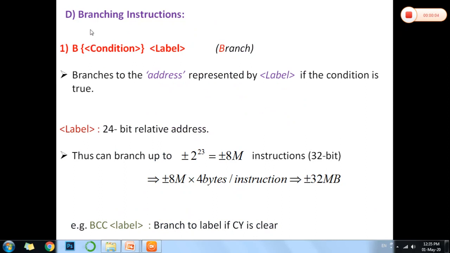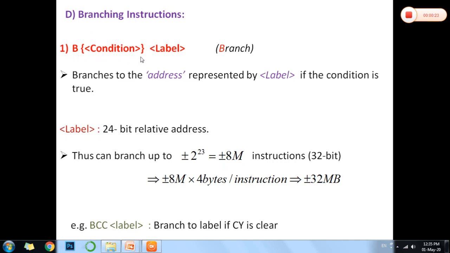Branching instructions. These instructions are used to make a branch in a program. That means to transfer the execution from one point of the program to another, or to call a subroutine. Let's discuss the instructions one by one.